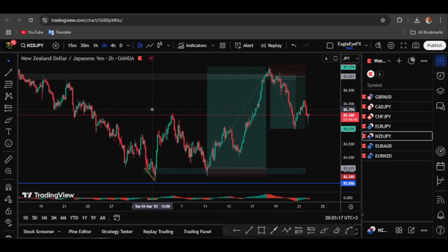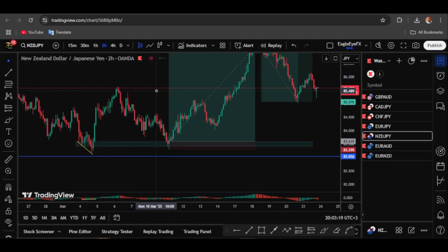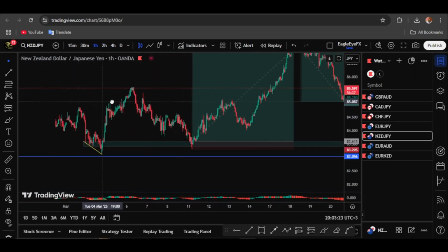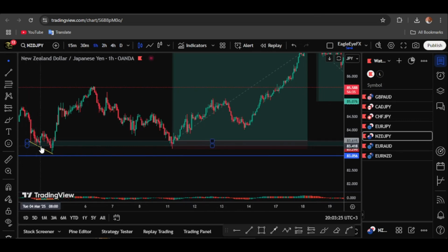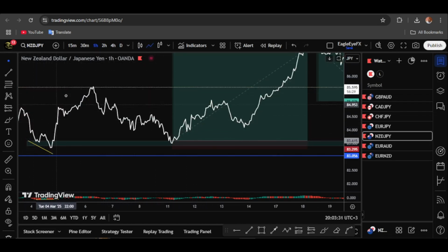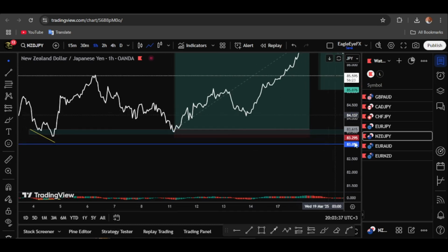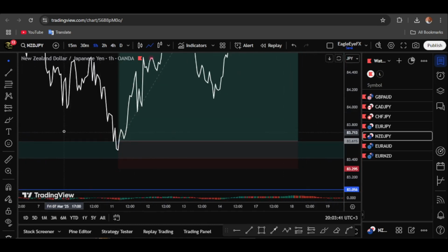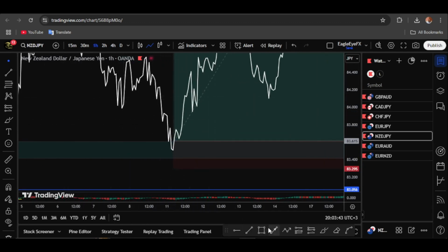You can see from the 2 hour time frame, or you can even use the 1 hour time frame, the market is giving us lower lows, then it's giving us higher highs. These are our lower lows and our higher high. We're waiting for the market to come and tap this level. Once it has tapped this level, we are looking for our confirmation, and then we are trading to the upside.